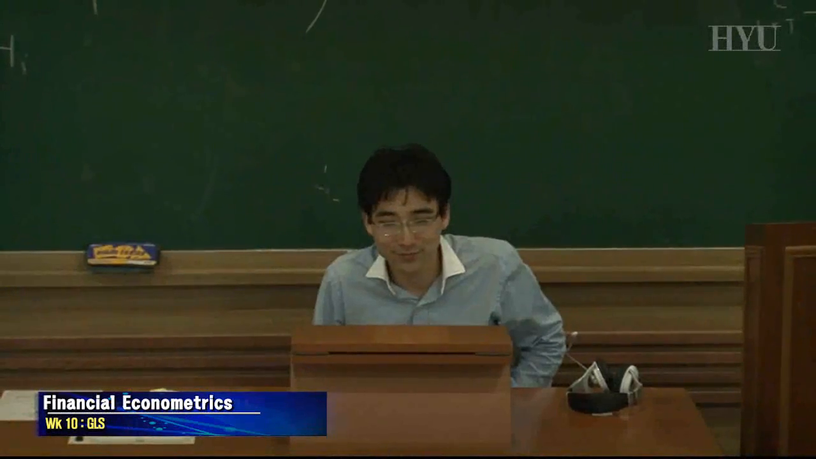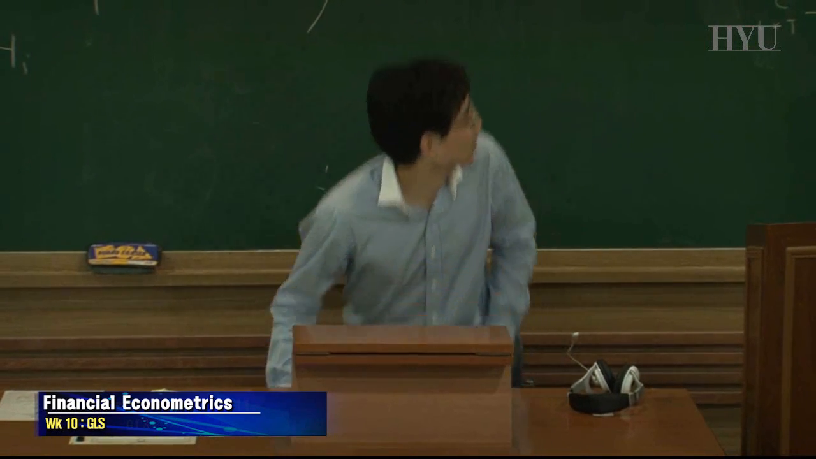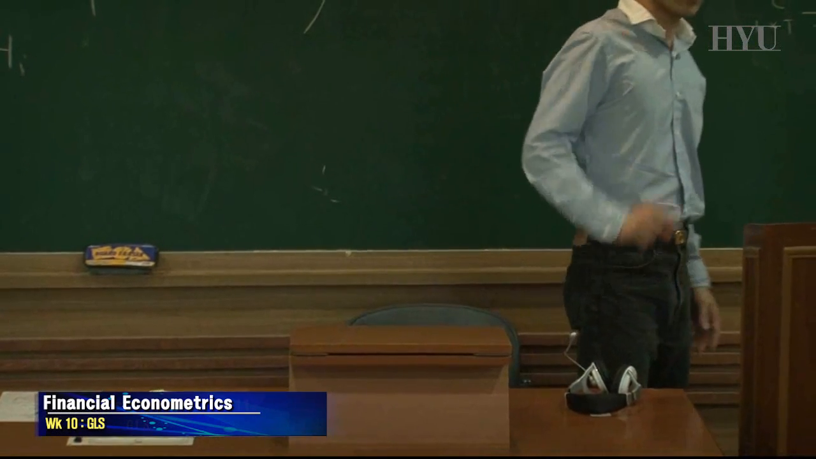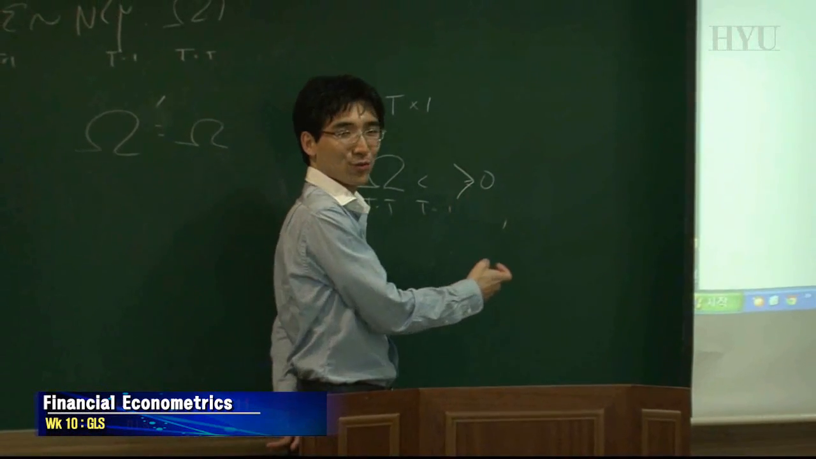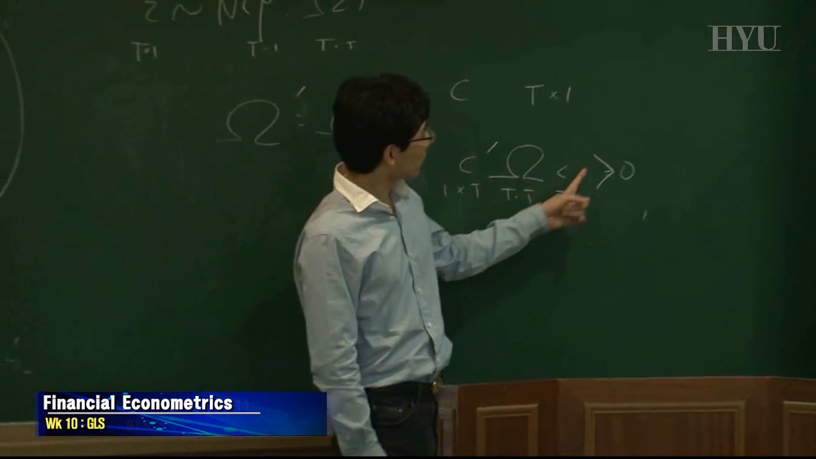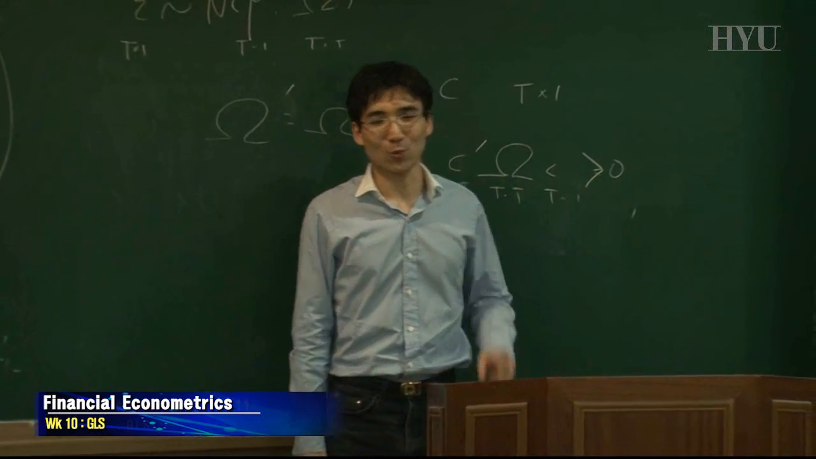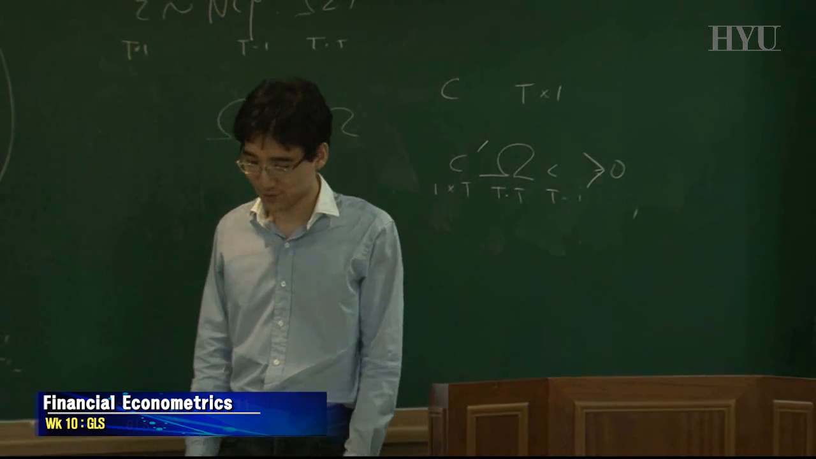Okay, Wikipedia is very good. And then this is positive definite, and there is also the notion of positive semi-definite. Positive semi-definite can be equal to zero. So if this linear combination, this product, is greater than or equal to zero, then we call it a positive semi-definite matrix.